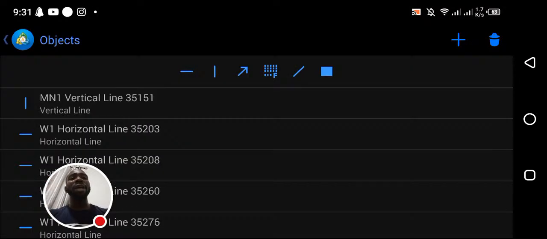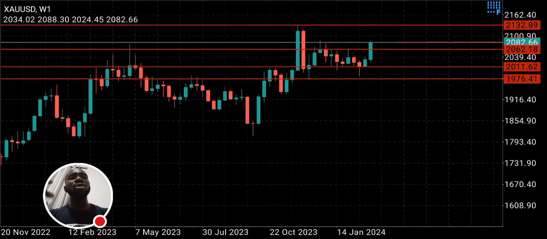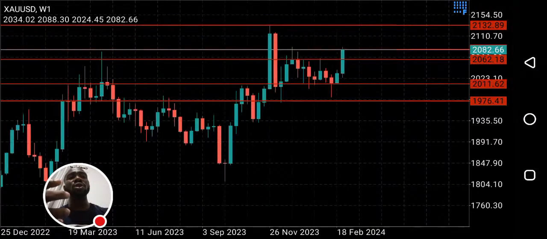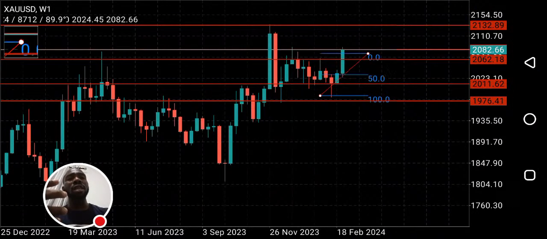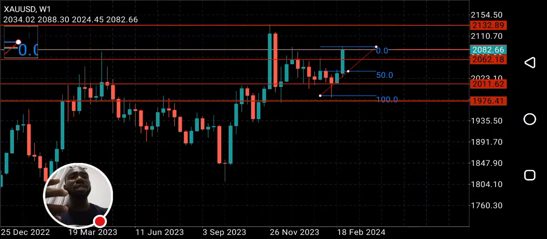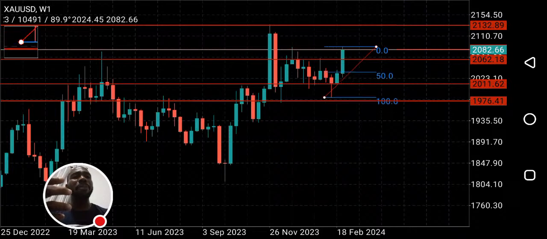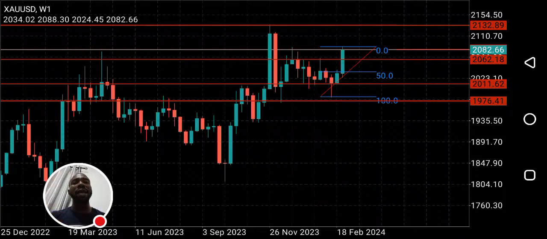If you don't know how to identify fair value gaps, just apply the Fibonacci tool. This is the most recent swing low, and this is the most recent swing high. Apply your Fibonacci tool, then wait for price to pull back to a discount zone before you execute a buy.